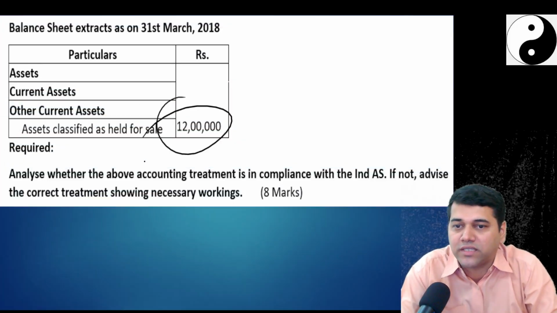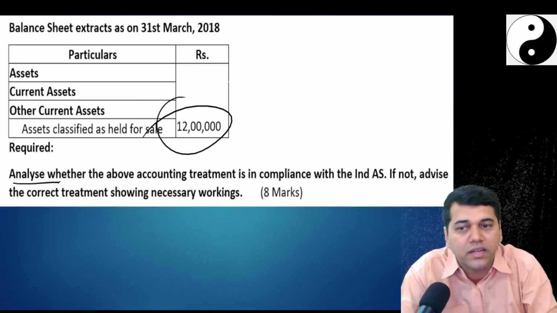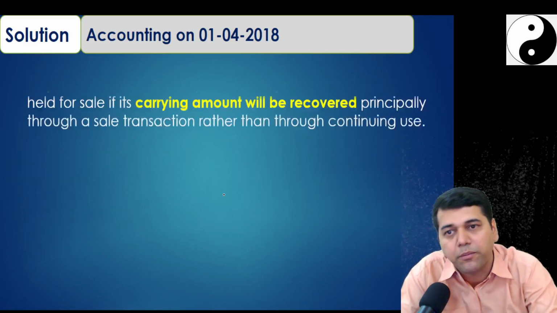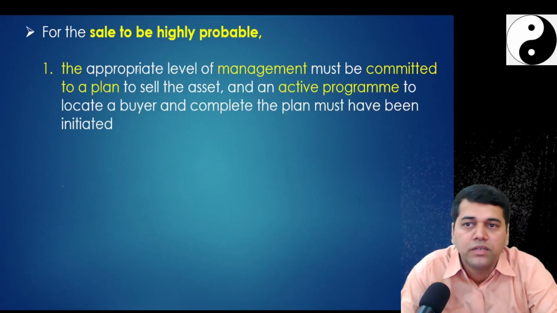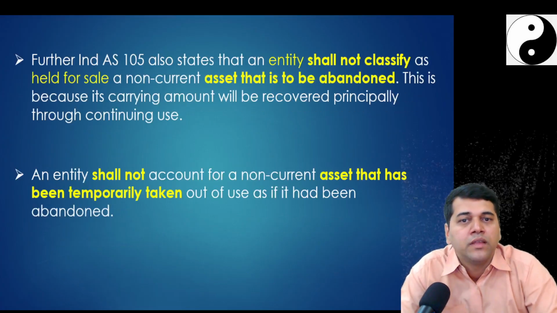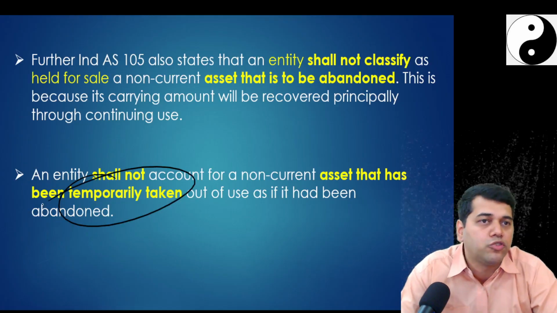Asset balance was correct. So analyze the treatment and please suggest. The answer format is the same. You call 105, I will proceed further. 105, then you call sale probable, the asset should not be temporarily taken out, should not be classified.